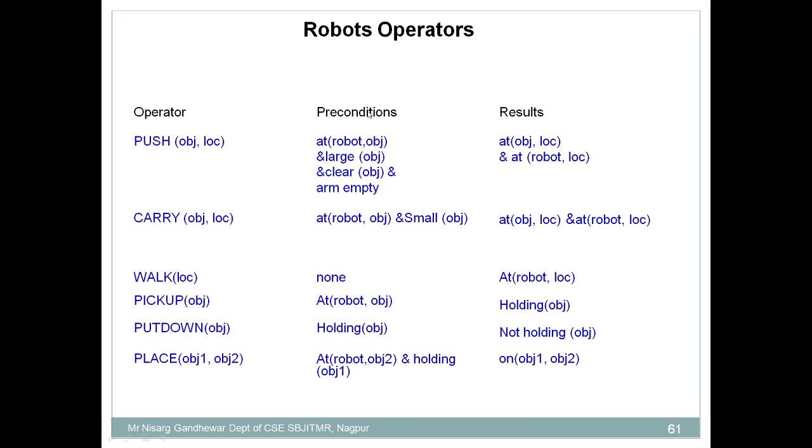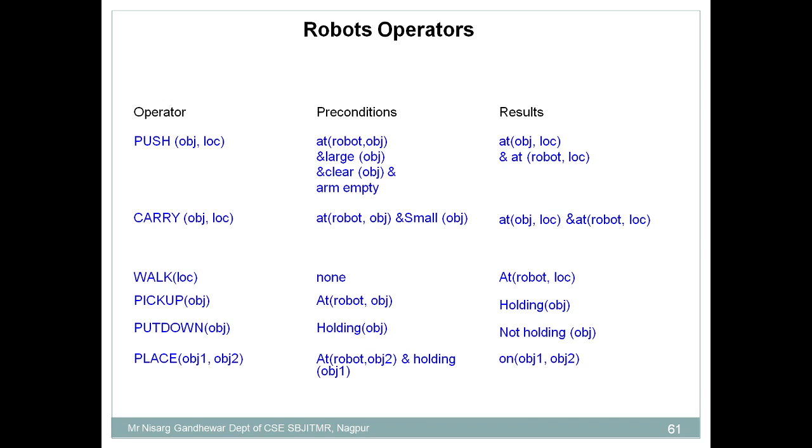And what should be the result of the push operator? The object location is changed from one location to another, and the robot is also present in the new location where that object has been moved. So this is the first operator, that is push. Similarly we have the second operator called carry. It also takes two attributes, one is an object and the second one is a location.